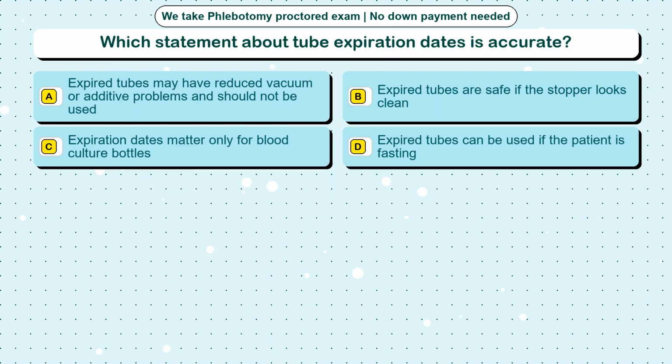Question 46. Which statement about tube expiration dates is accurate? Option A, expired tubes may have reduced vacuum or additive problems and should not be used.